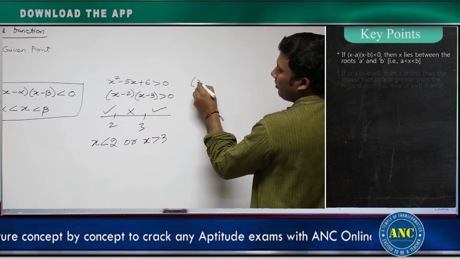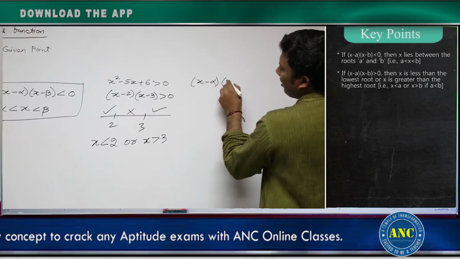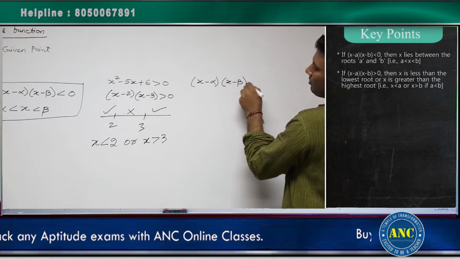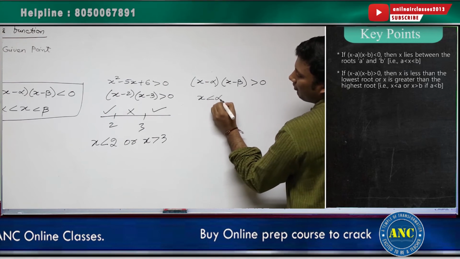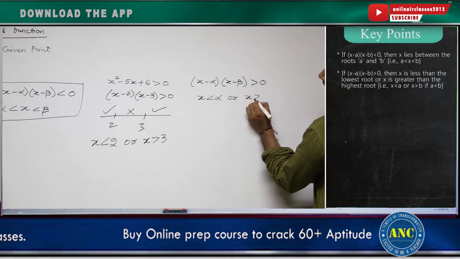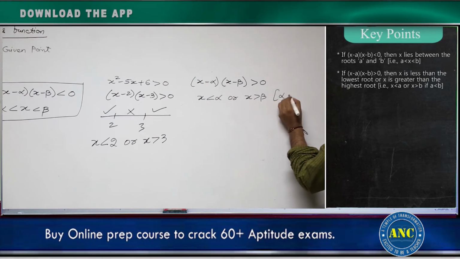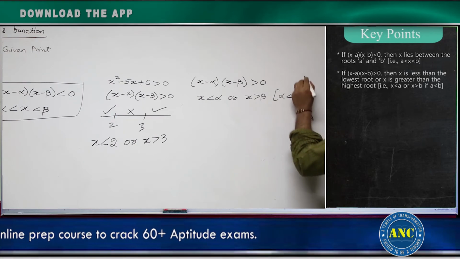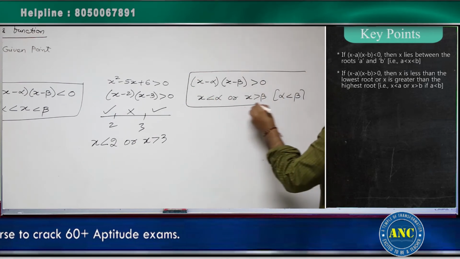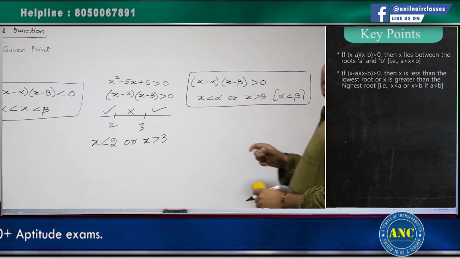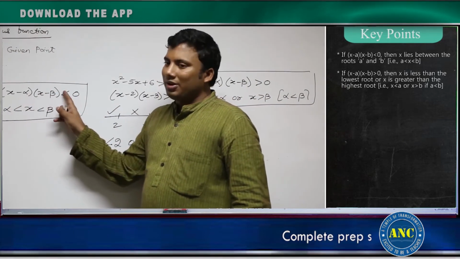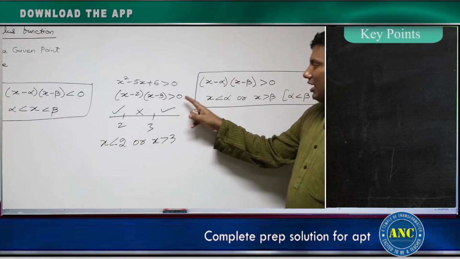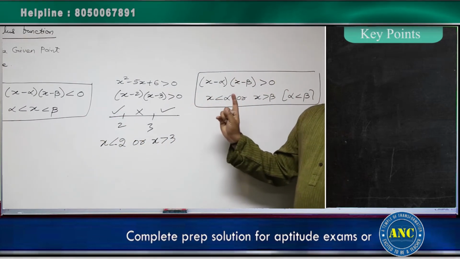That means if the equation is of the form x minus alpha into x minus beta greater than 0, x will be less than alpha or x will be greater than beta, as long as alpha is less than beta. This is the second conclusion. If the equation is less than for a quadratic, x lies between alpha and beta. If it is greater than, x does not lie between alpha and beta.